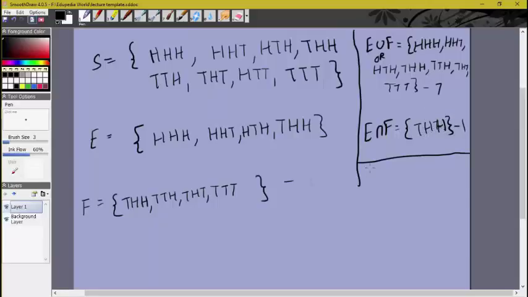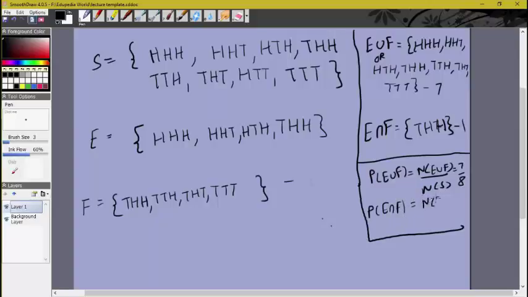Now you can have other probabilities as well. By the general definition, the probability of E union F will simply be the number of events in E union F by the total number of events, which will be 7 by 8. 8 is the total number of events. The only case in which that is not occurring is HTT. And if you want P of E intersection F, which means both E and F are true, that is the number of E intersection F by number of S, which is 1 by 8.